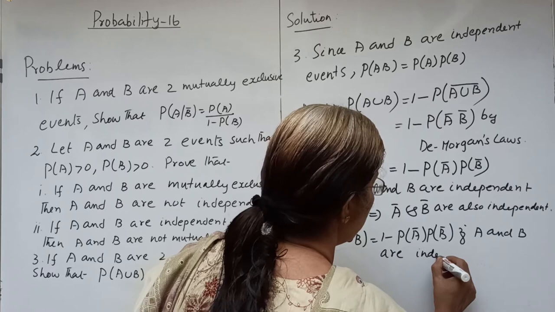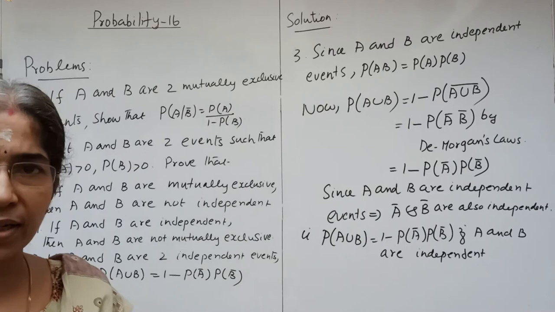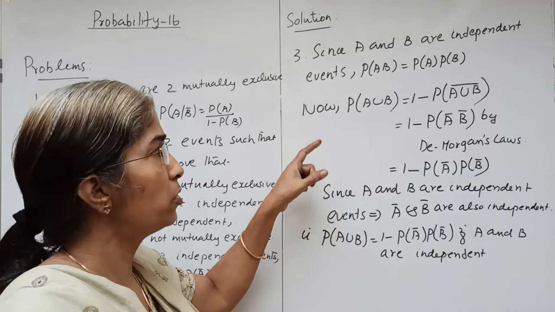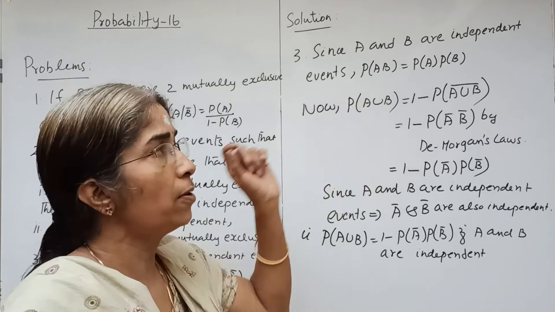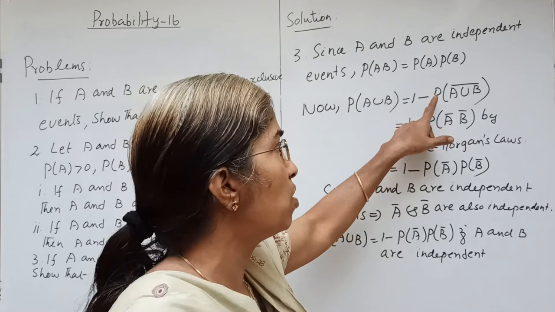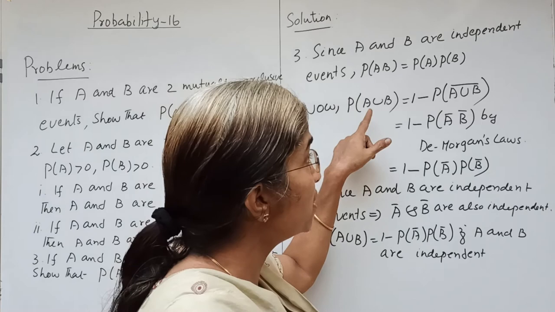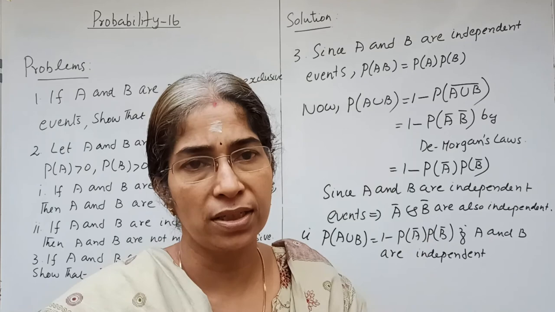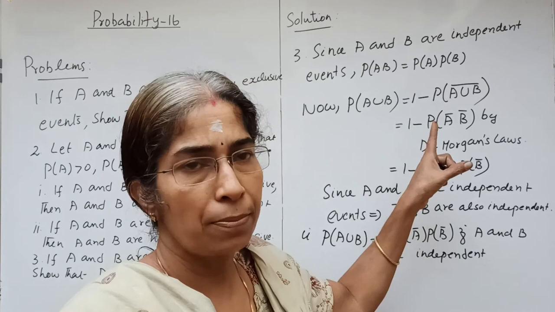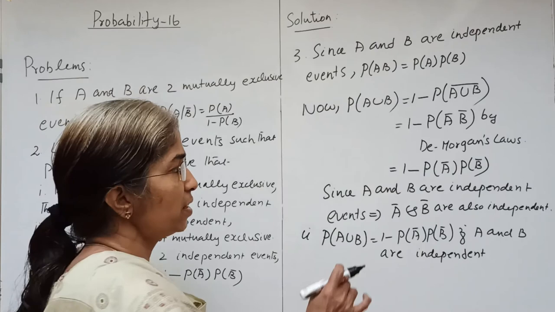If A and B are independent events, P of A union B equals 1 minus P of A bar into P of B bar. This is very simple to work out. We start with A and B are independent, and hence we have P of AB equal to P of A into P of B. Now we write P of A union B as 1 minus P of A union B whole bar. That is, the probability of at least one of the events for two events. At least one means the occurrence of one or two, which can be written as 1 minus probability of A union B whole bar. So it becomes 1 minus P of A bar intersection B bar by De Morgan's laws, and hence 1 minus P of A bar into P of B bar.